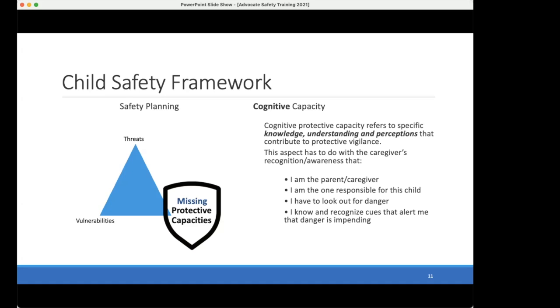Oh, Jennifer kind of got it in the answer in the chat. Being high. That's the easy one, right? Drunk, high, at the time that they're being asked to provide that protective care. It's short term. But if they're high enough to not be able to know and recognize cues that alert them that danger is impending, that's a missing protective capacity. So cognitive capacity is the first one.